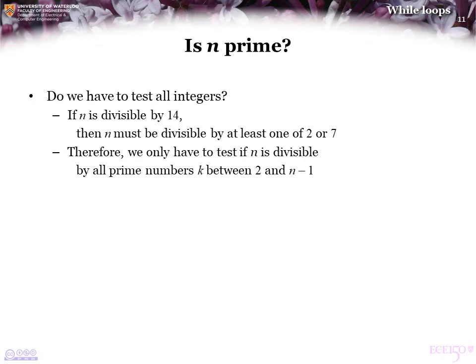All right, that's significantly less work, but we have a problem here. At this point in time, we do not have a list of all prime numbers between 2 and n minus 1.